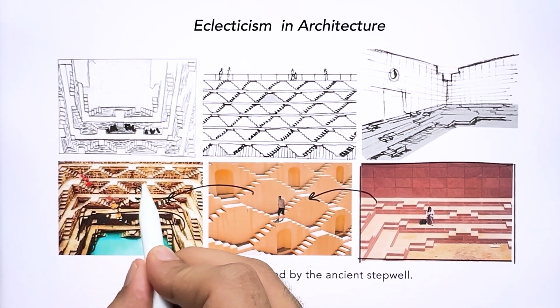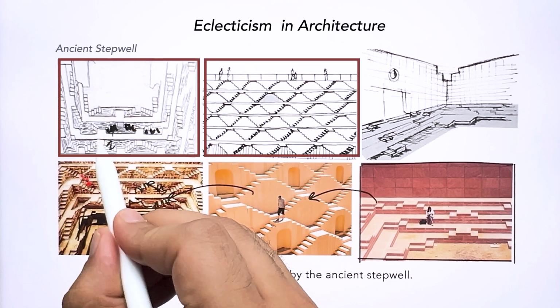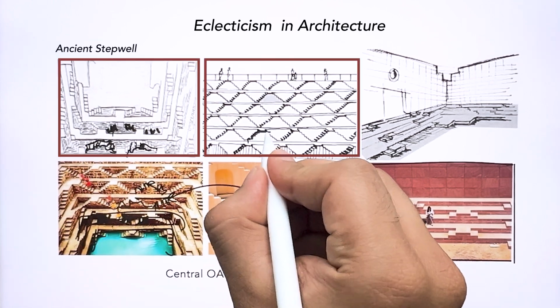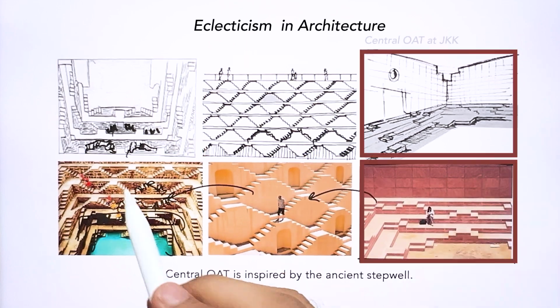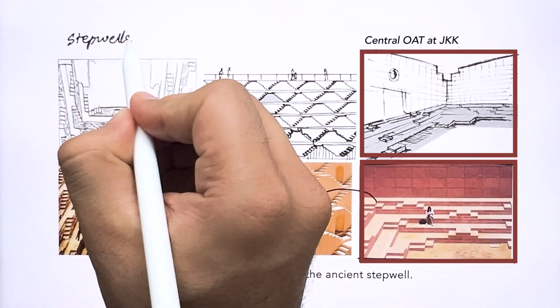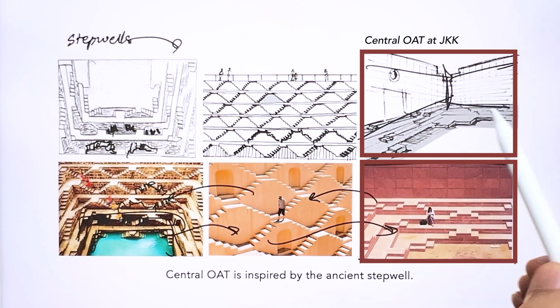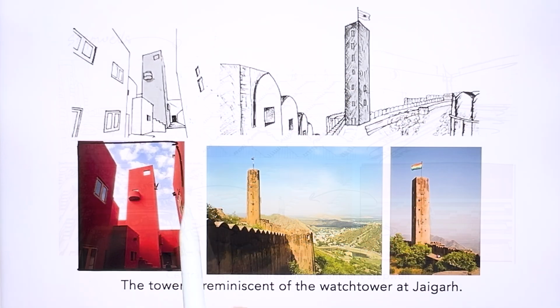So Charles Correa also took inspiration from Jaipur's different elements, such as the ancient stepwell in the city. He drew inspiration from these stepwells to create the central open theatre for the performance area. Thus he took inspiration from the elements of the city and recreated a form for the new architecture. So here is another example.